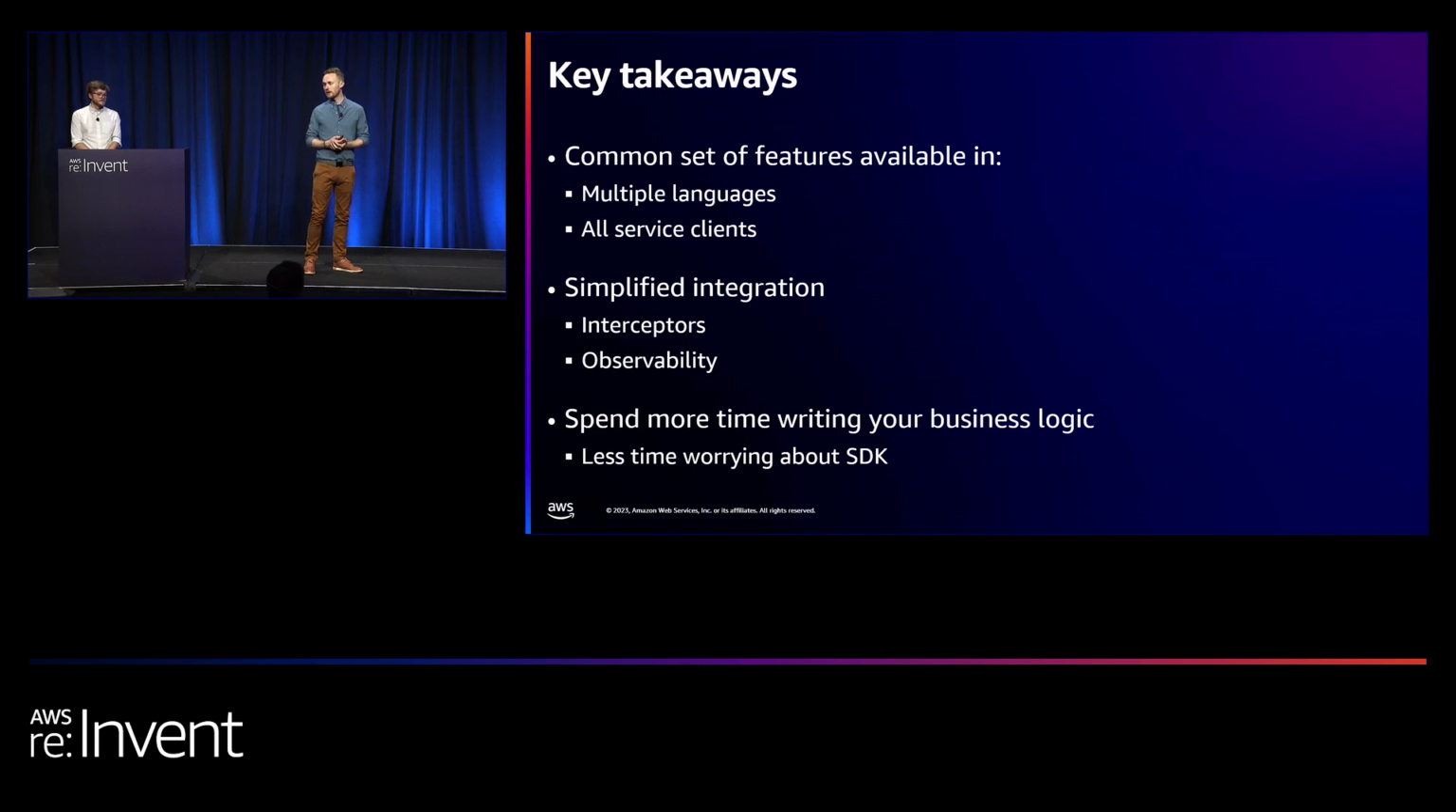What all of these features combine to provide are a common set of features in multiple languages, for multiple services, in multiple environments. All service clients support some or all of these features where applicable. We offer simplified integration between your application and AWS SDKs, such as through interceptors, which can be used to customize requests and responses, and observability, where you can send metrics and trace and logging data to observability backends to measure how your SDKs are performing. Finally, all of this allows you to spend more time focusing on your own business logic and less time focusing on the SDKs themselves.